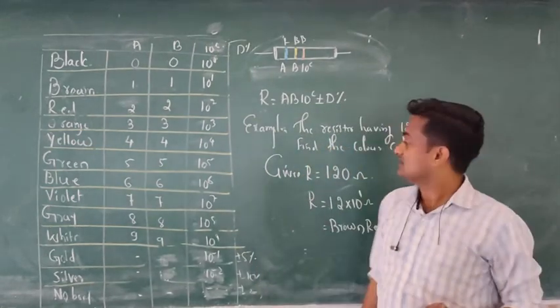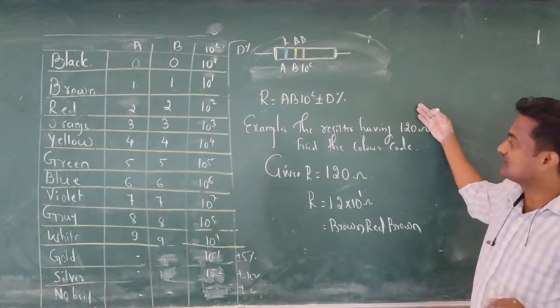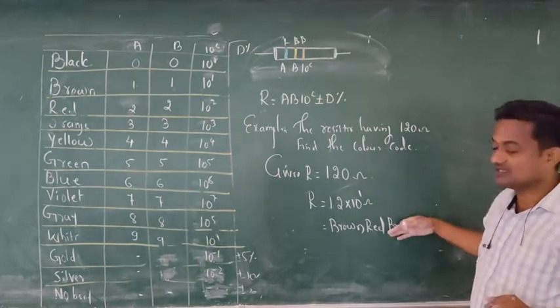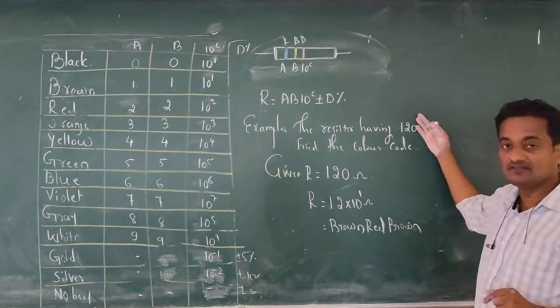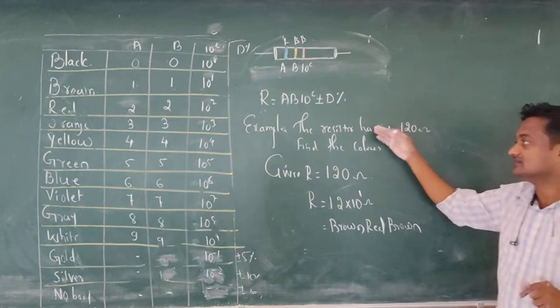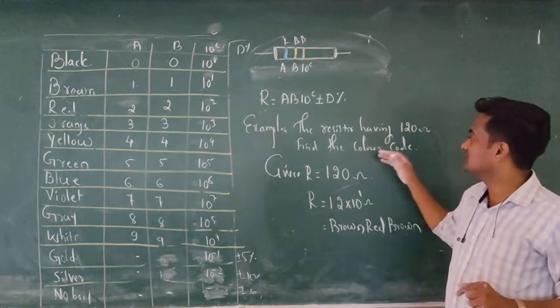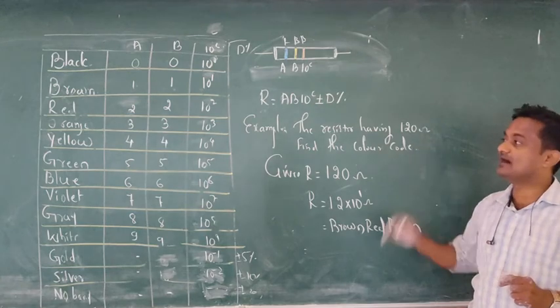In CET exams also, they can give the values and you have to find the colors, or they give the colors and you have to find the values. In CET also, in theory class also, the resistor having 120 ohm, find the color code of the resistor. For the board exam, they can ask for 2 marks.